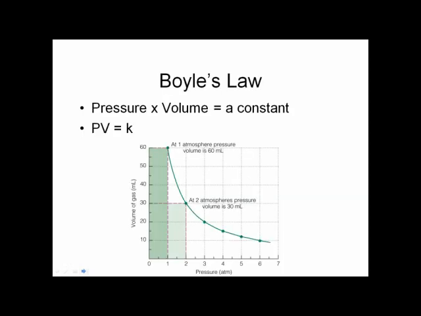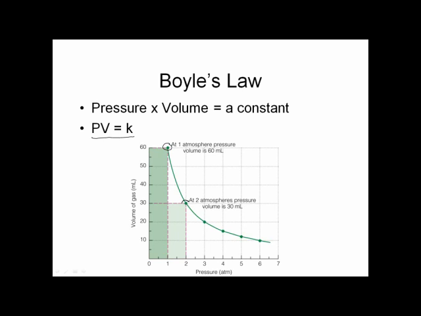Next slide. Alright, we see Boyle's Law simply stated as pressure times volume equals a constant. So we see the mathematical equation of P times V equals K, with K being the constant. If we look at the graph, we're going to see pressure on the x-axis, volume on the y. So if we go to a pressure of 1, our volume is measured at 60. So the constant here is 60. 1 times 60 is 60.